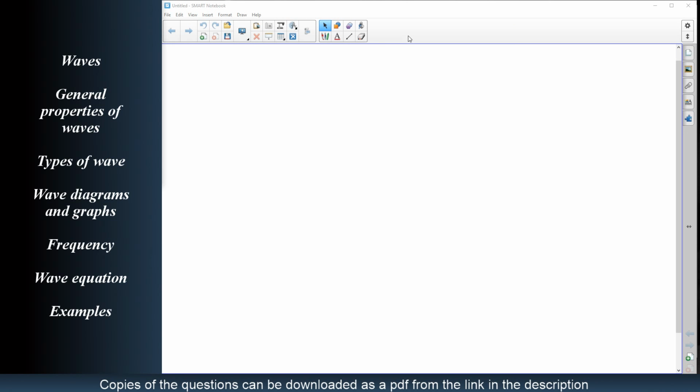We're going to take a look at waves this evening, the basics of waves. We're going to look at wave types, wave equations, and frequency, and do the basic questions that revolve around that. We're not going to take a look at reflection, refraction, or any of those things this evening. This is very much equation based.